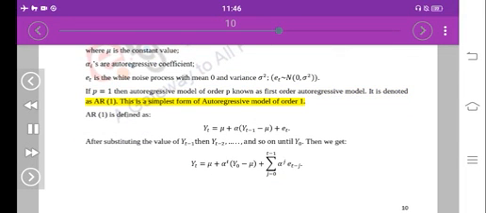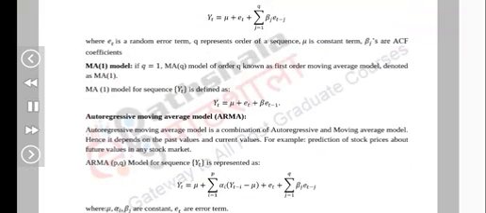This is the simplest form of autoregressive model, of order 1. AR(1) is defined as yt equals mu plus alpha times (yt minus 1 minus mu) plus et. After substituting the value of yt minus 1, then yt minus 2, and so on until y0, we get yt equals mu plus alpha to the power t times (y0 minus mu) plus the summation of alpha to the power j times et minus j, for j equals 0 to t minus 1.